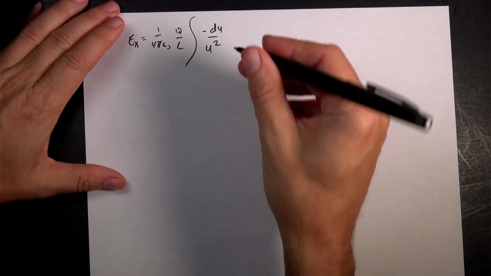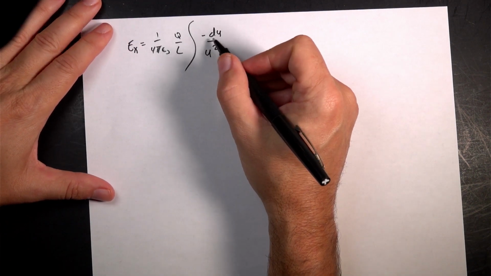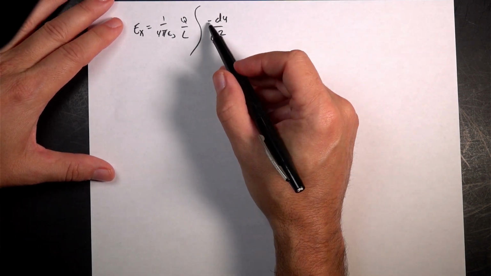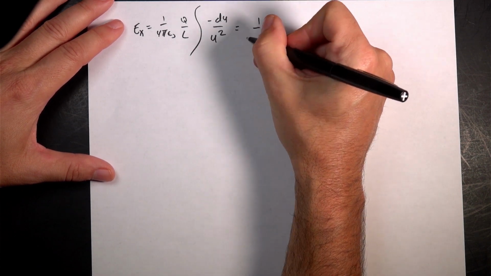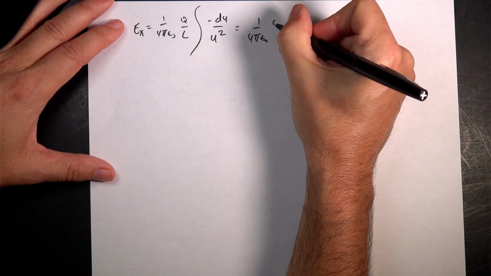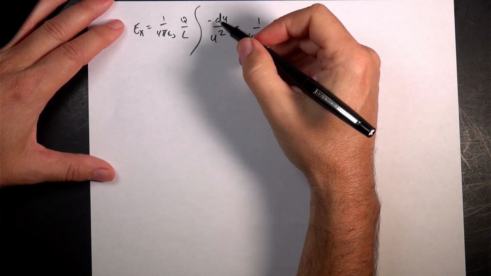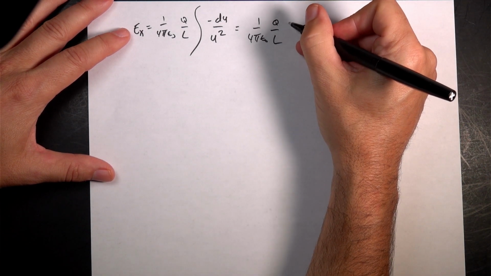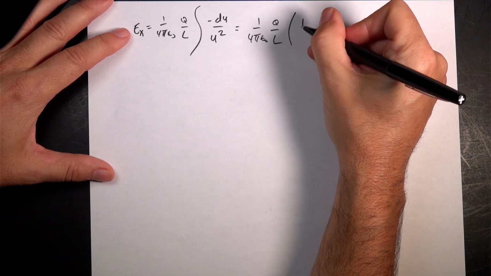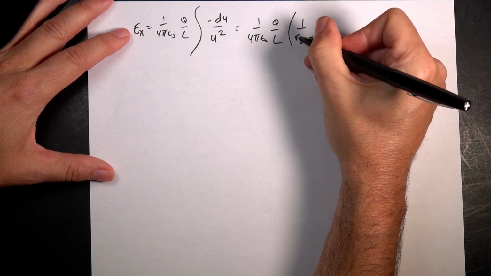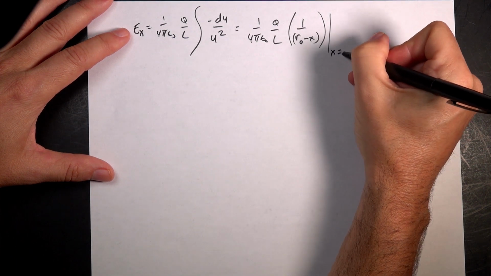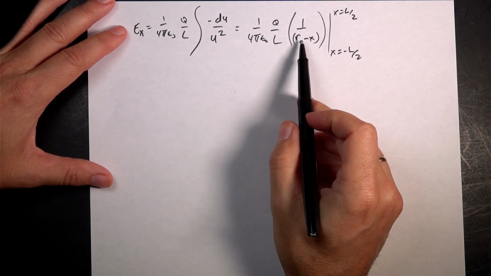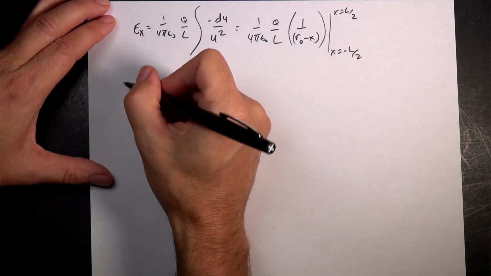Okay. So now I can integrate that, right? The integral of du over u squared is negative 1 over u. So that negative is going to cancel, and I get 1 over 4 pi epsilon naught Q over L, and then I get 1 over u. I'm going to go ahead and put in my value for u, which is ro minus x. So I get 1 over ro minus x, evaluated from x equals negative L over 2 to x equals L over 2. See, if I substitute back into x, I don't have to switch my limits of integration.